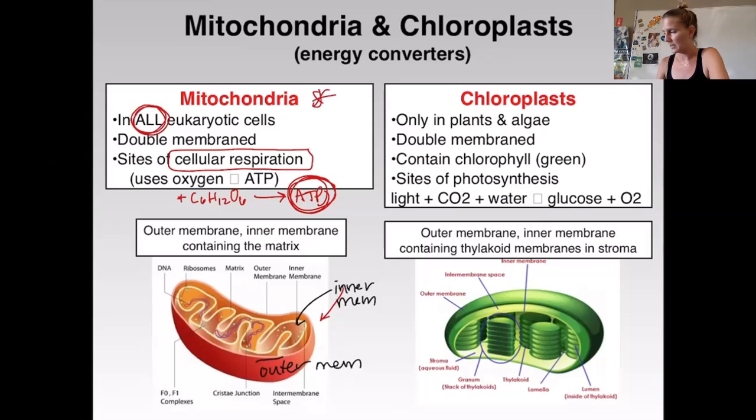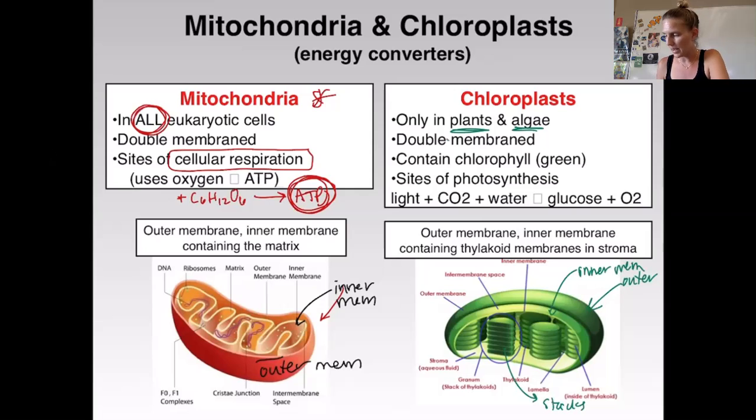Chloroplasts, on the other hand, only occur in plants. So these are in plants and algae. You also see a double membrane. So you can see an outer membrane down here. Sorry, rewind. You have an outer membrane, you have an inner membrane, and then you also have these kind of weird stacks on the inside, which we'll talk more about when we get to photosynthesis.